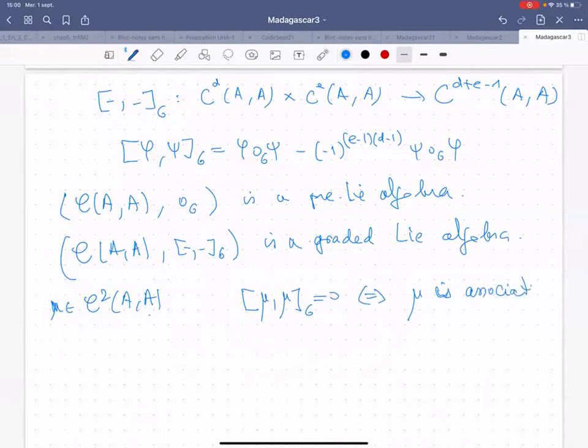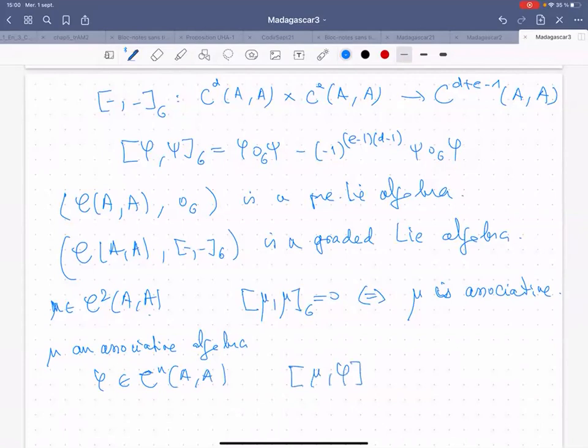And the second observation, and the last today, is if we have mu an associative algebra, and phi is an n-cochain in C^n(A,A), then the bracket of mu with this phi, Gerstenhaber bracket, is exactly delta^n of phi. And I stop here. We will use these properties, and I promise next time I define the deformation of algebra, and I will fully use all this stuff I defined during these lectures.